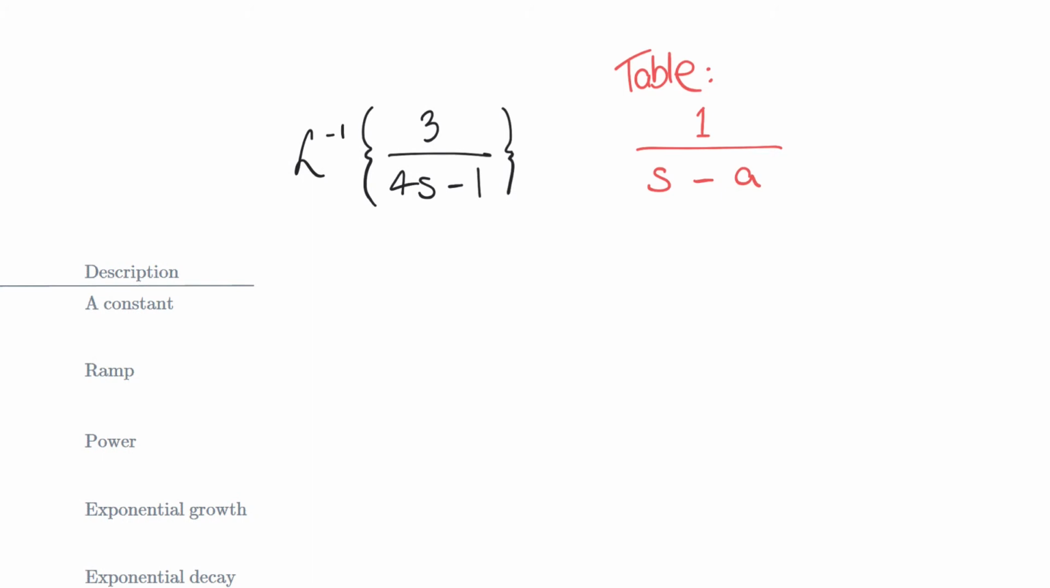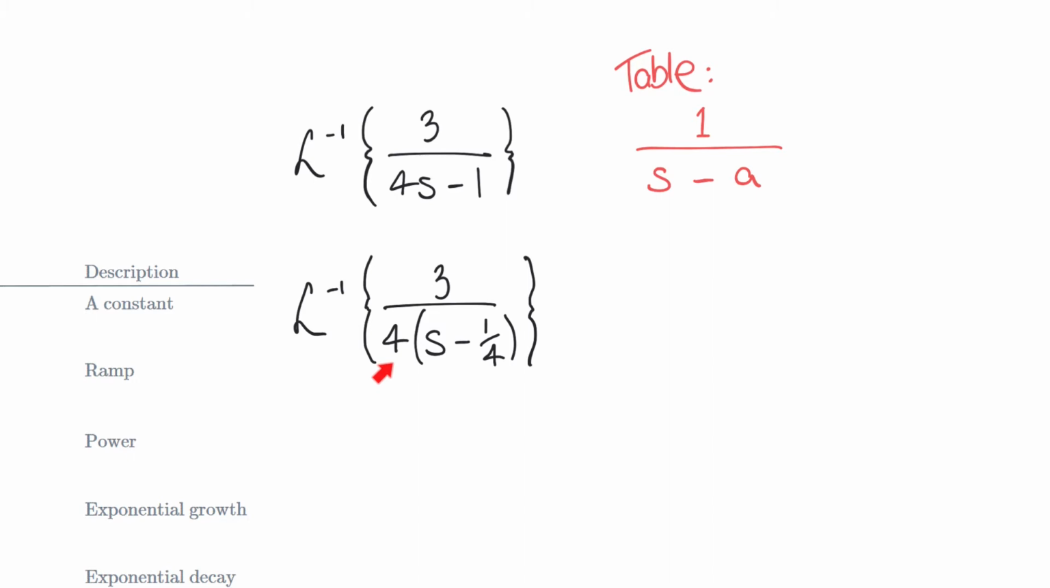We're quite close, but we can perform a few steps to get our problem to look similar to the form that's in the table. So rather than 3 over 4s minus 1, let's pull out a common factor of 4 on the denominator of that fraction here. And so now we have 3 over 4 multiplied by s minus a quarter. We've taken 4 outside of the brackets for both of those terms. And so here we've got a numerator of 3 on the top of our fraction and a coefficient of 4 on the denominator.